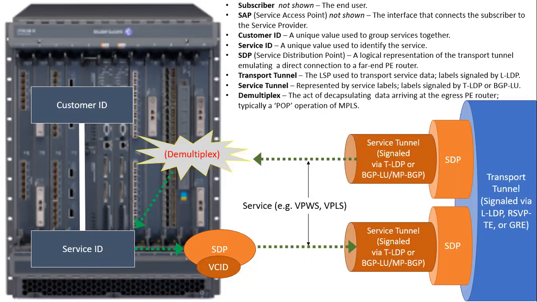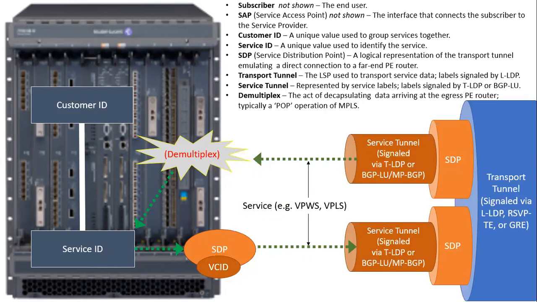Next, we have the transport tunnel, and this is the label switched path that's used to transport the service data, and its labels are signaled by link LDP. And we have our service tunnel, and this is represented by service labels, and its labels are signaled by targeted LDP, or in the case of a layer 3 VPN, BGP labeled unicast, or you can also refer to it as multi-protocol BGP.